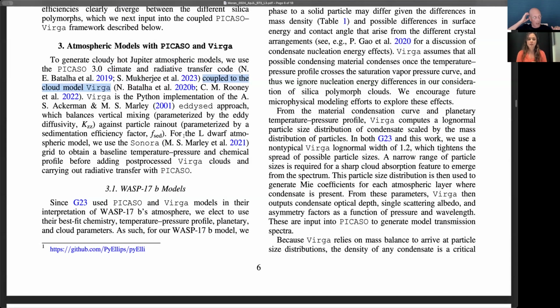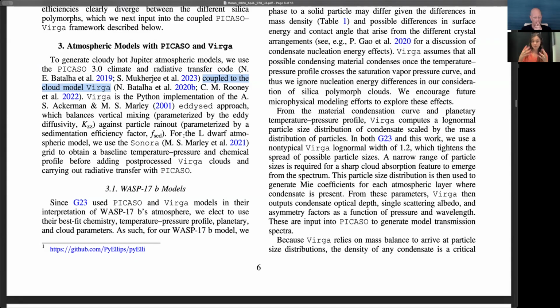Is that a sequential process? So you do the radiative transfer and then the clouds, or is there an iteration between the two? You could do it iteratively, but because I knew where I was going, I did not. I just used the climate and chemistry out of the WASP-17b paper and added clouds on top. I didn't iterate here, but you could.